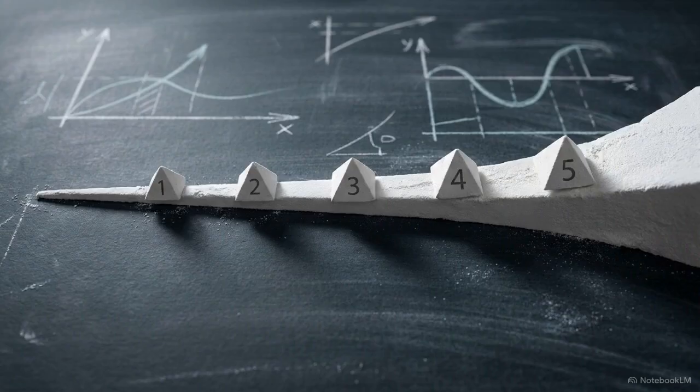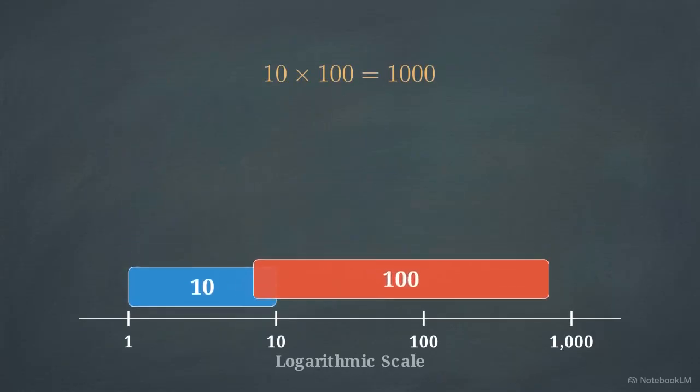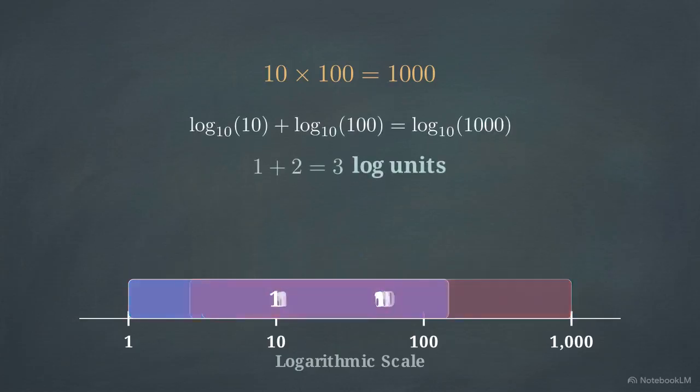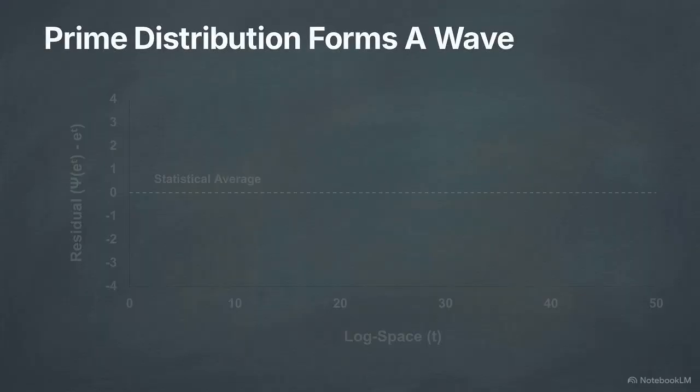Tuning into this frequency requires a coordinate shift. We take the logarithm of the integers, an operation that converts the geometry of multiplication into the arithmetic of addition. This transformation stretches the standard number line into a new mathematical environment called log space. This is the Chebyshev residual graph.